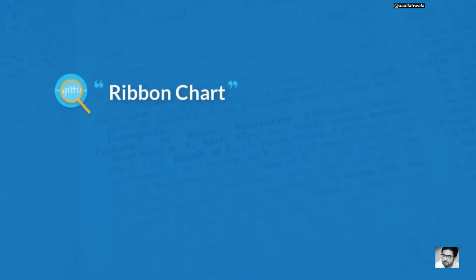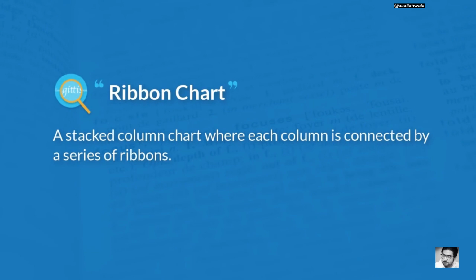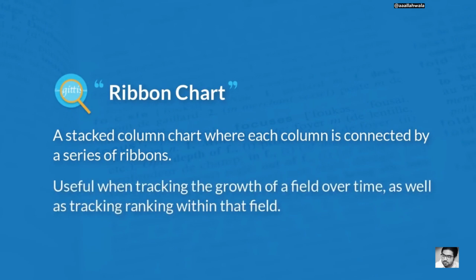A ribbon chart consists of a stacked column chart where each column is connected by a series of ribbons. It's useful when we want to track the growth of a field over time, as well as tracking ranking within that field.